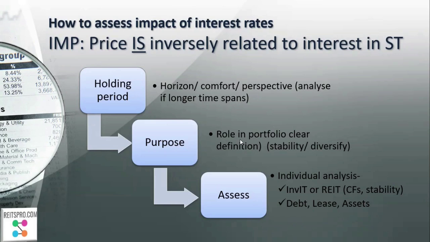Secondly, one needs to be very clear about the portfolio allocation and what role a REIT or an InvIT has in the portfolio. So is it stability or diversification? Because if so, then you're looking at things in a different way, at steadier cash flows, and a little bit of change in price due to interest rates should not matter to you. You should look at the longer term on the cash flows. And the third part is that after this broader perspective has been analyzed, then look at the individual analysis of REITs or InvITs: cash flow, stability, and these three criteria we talked about, debt, the lease structures, and assets, and so on.